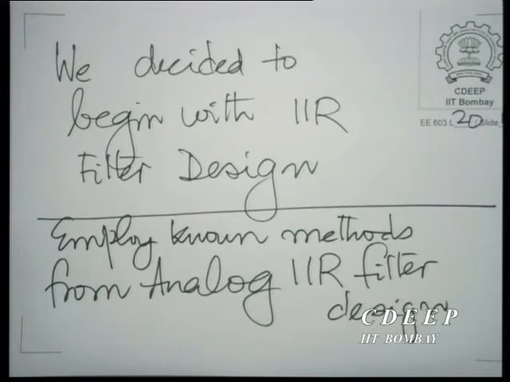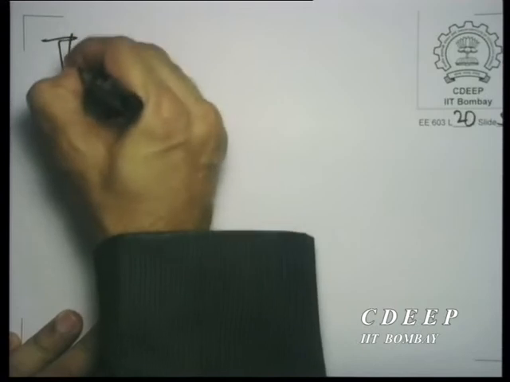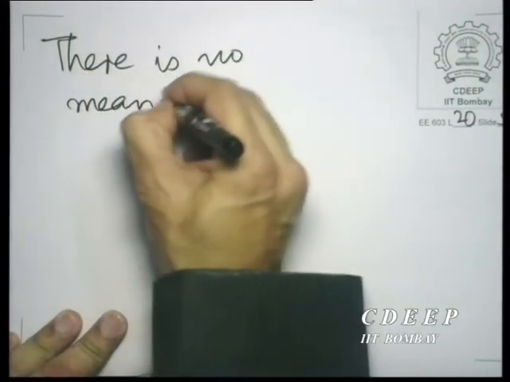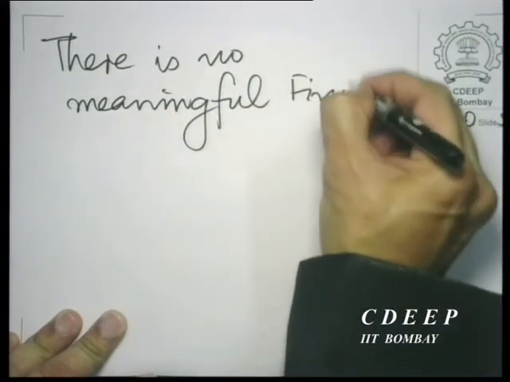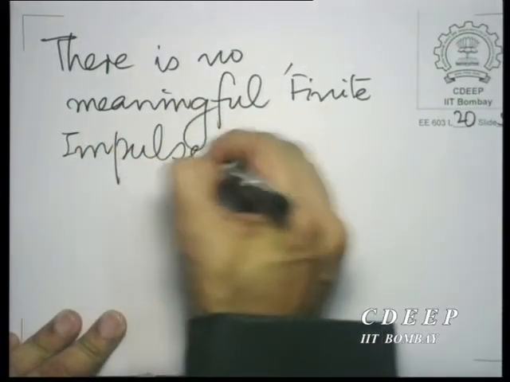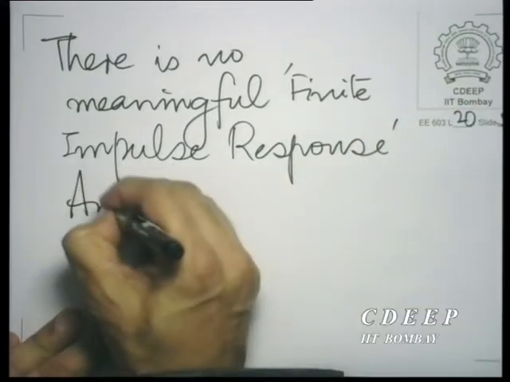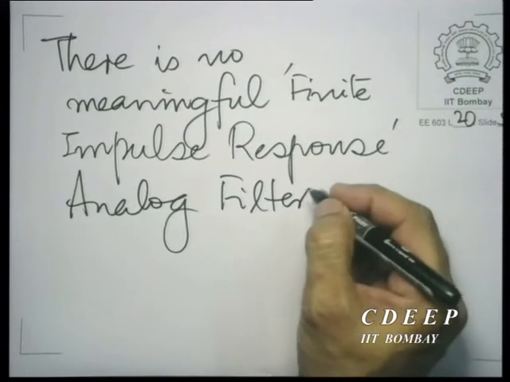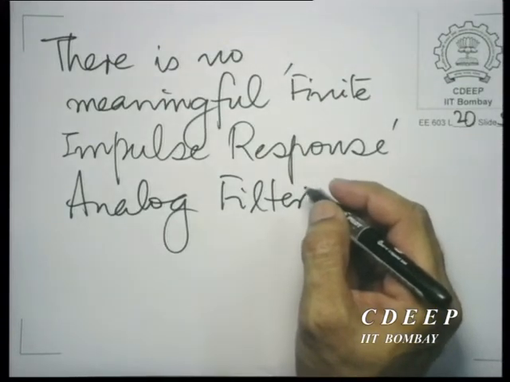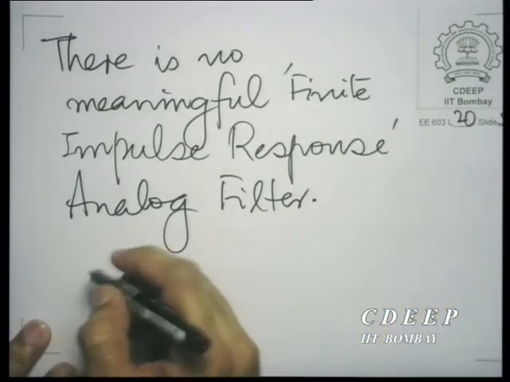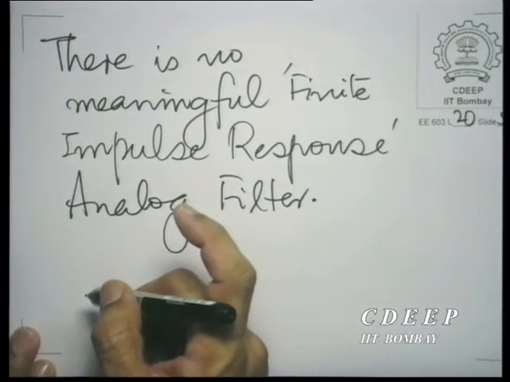In fact, we also made a remark, we noted last time that when we consider analog filters, we have no choice. There is no non-trivial finite impulse response analog filter. In fact, that is one of the reasons why we go to discrete time. And therefore, it is only by IIR filter design that we can take advantage of the knowledge of analog filter design, right.